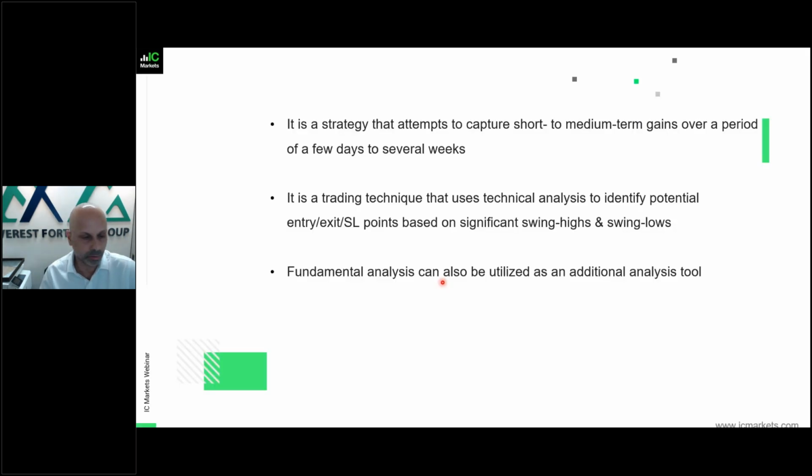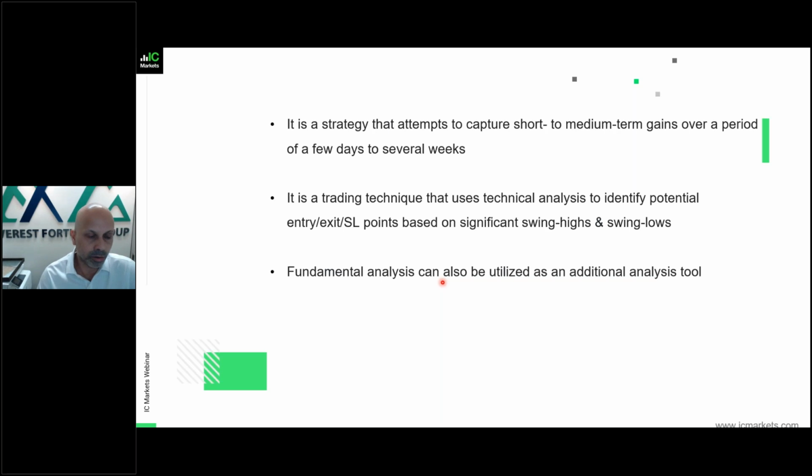All right, okay, so this is where I left off. Basically, swing trading can range from a few days to several weeks. It can be on any instrument, right? It could be a commodity, a forex pair, the indices, or even a particular stock as well.